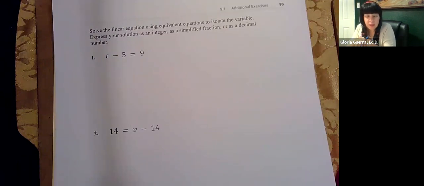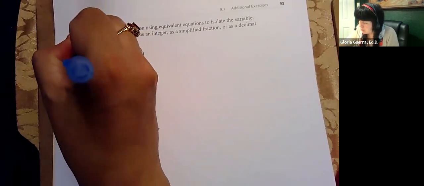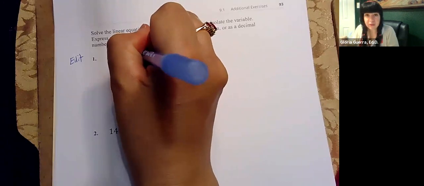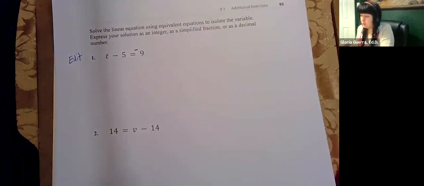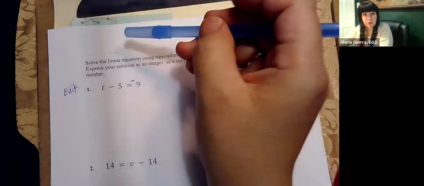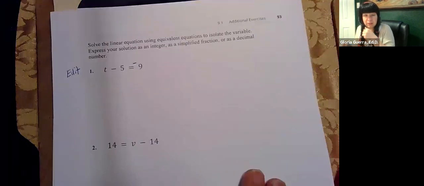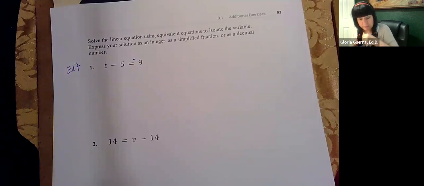I'm sorry. What happened on number 1 is I did do an edit, and I should have mentioned that edit. I did on purpose change the 9 to -9. So if you worked it out, maybe you can go back up here and work it again with it being -9, because I did edit that.